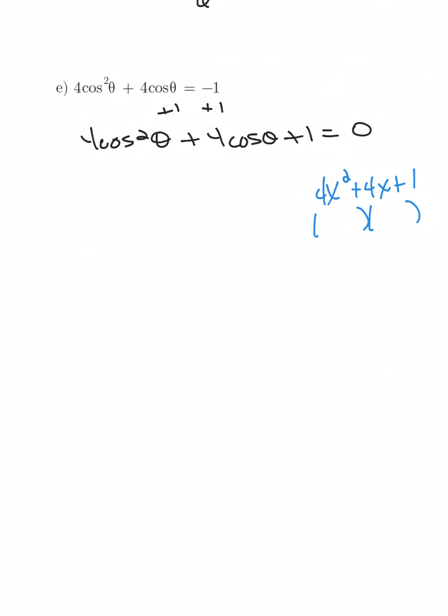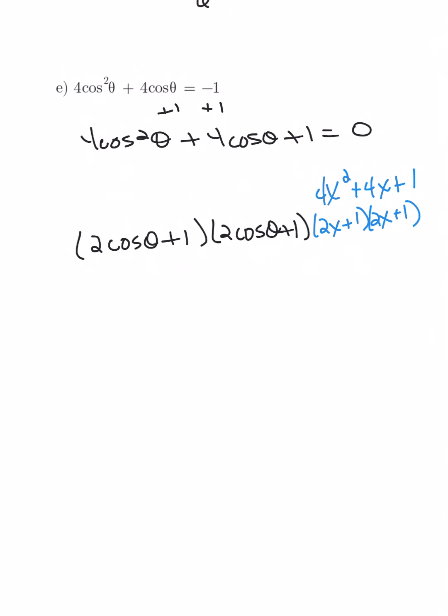What makes 4x squared? 2x and 2x. What makes 1? 1 and 1. And since everything is positive, the whole thing would have to be positive. You can always check yourself by doing the multiplication, doing the FOIL. So this problem will factor into 2 cosine theta plus 1 times 2 cosine theta plus 1.